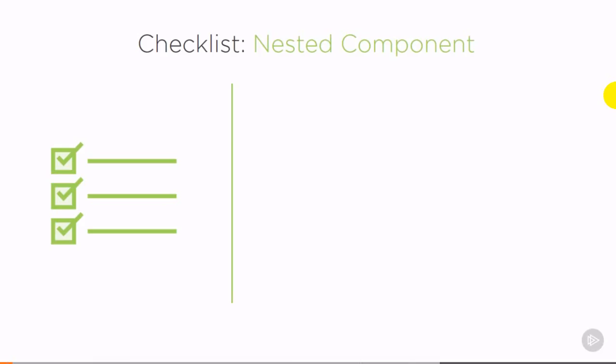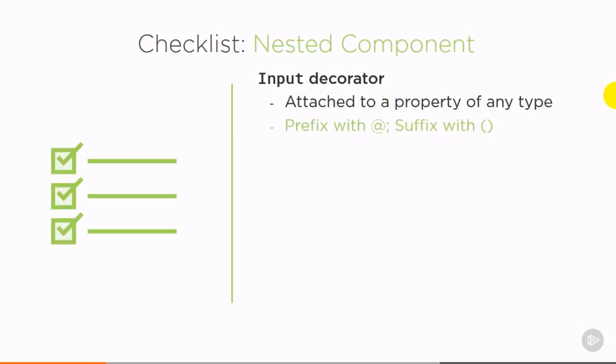We build a nested component using the same techniques we use to build any other Angular component. We won't review that again here. Let's instead lay out a checklist for inputs and outputs. Decorate a nested component property with the input decorator anytime it needs input data from its container. Any type of component property can be decorated with the input decorator. Don't forget the @ prefix, and since the input decorator is a function, follow it with open and closing parentheses.